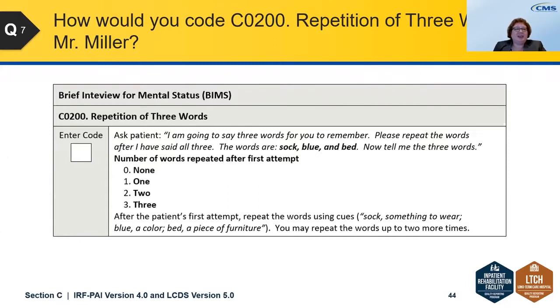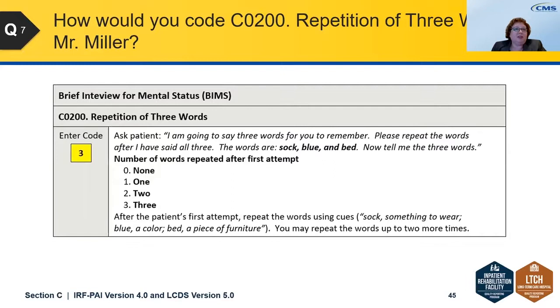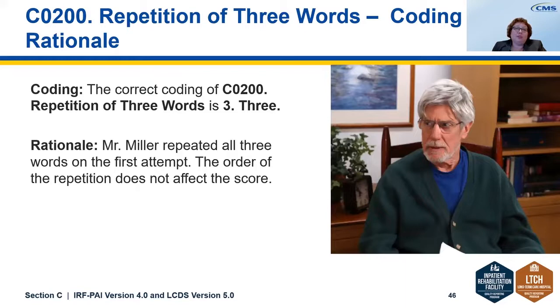Okay, let's take a look at how you responded. Looks like most of you thought he said all 3 words, 88%, well done. Let's take a look at what the answer is. And the correct answer is code 3. Mr. Miller repeated all 3 words on the first attempt, yet the order of the repetition does not affect the score.